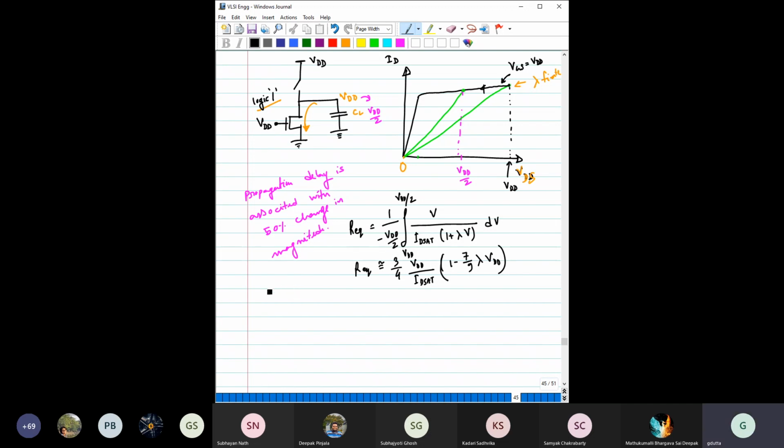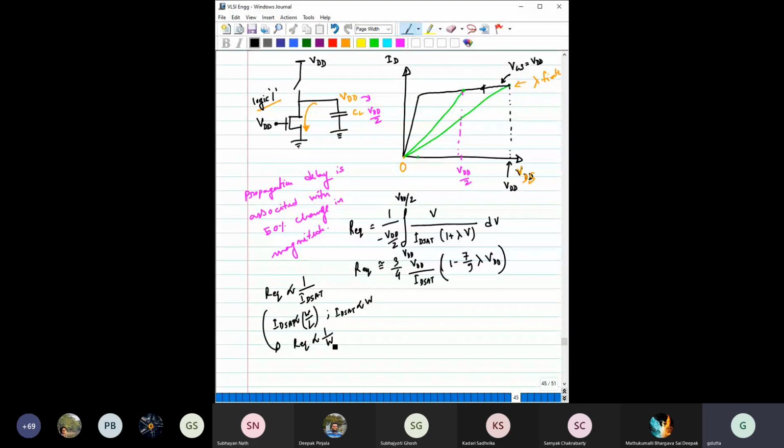Right. Okay. So here you can see that R equivalent is inversely proportional to this ID sat. Again, this ID sat is proportional to W by L. So if this L is constant for a particular technology node, then you can say that this ID sat is proportional to W. So you can obviously say from here that this R equivalent is directly proportional to 1 by W, right?